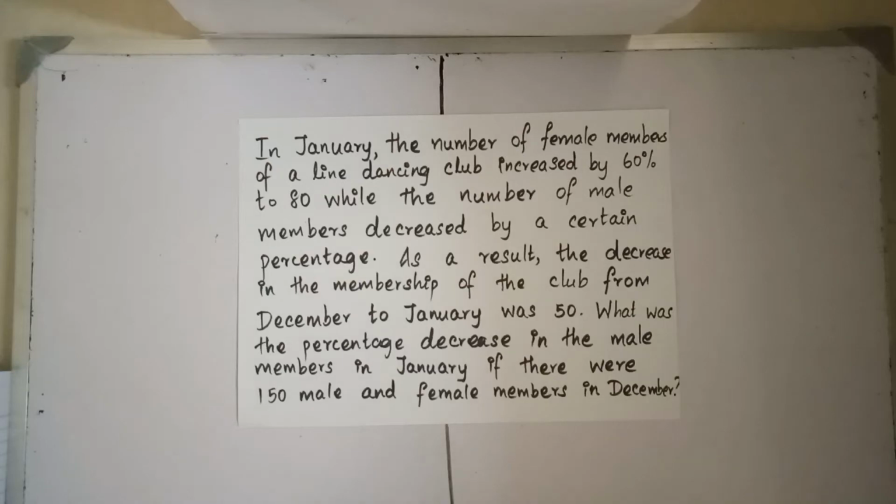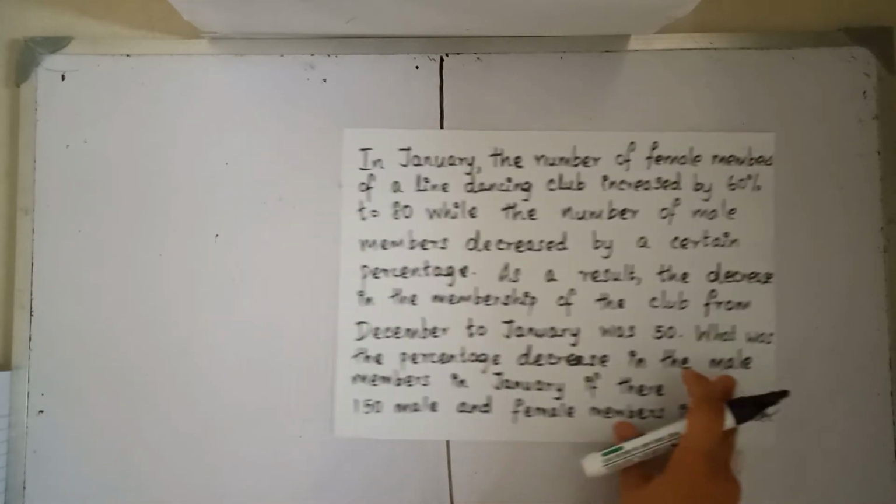In this video, we'll be looking at a critical thinking problem. In January, the number of female members of a line dancing club increased by 60% to 80, while the number of male members decreased by a certain percentage. As a result, the decrease in the membership of the club from December to January was 50. What was the percentage decrease in the male members in January if there were 150 male and female members in December? Okay, so this involves a lot of percentage.